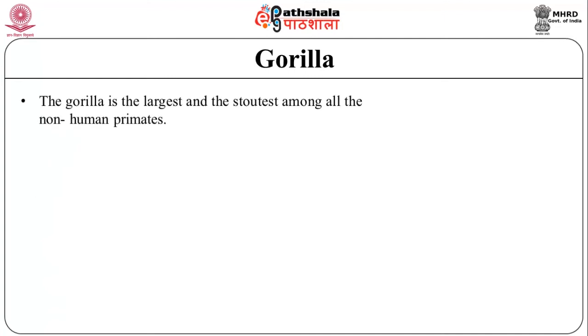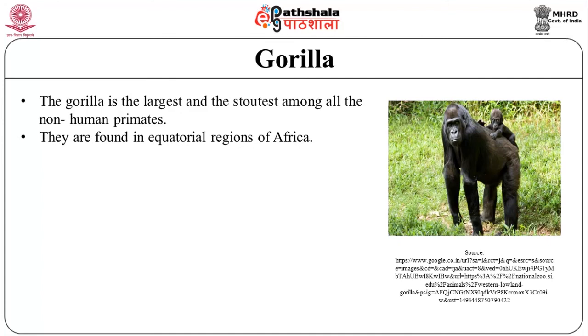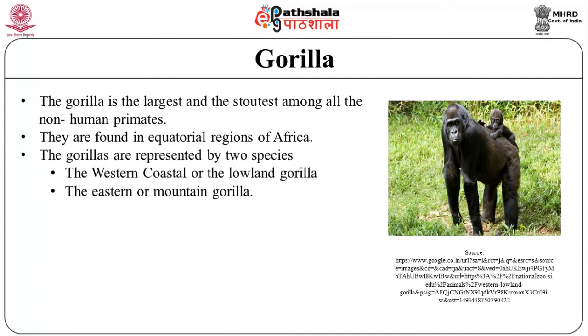Now let us have a look at the gorilla. Among all the non-human primates, the gorilla is the largest and the stoutest. They are found in equatorial regions of Africa. The gorillas are represented by 2 species, the western coastal or the lowland gorilla and the eastern or the mountain gorilla. The former inhabit mainly in the regions of Cameroon, while the latter is found in the region of the eastern Congo, west of Lake Edward and Lake Kivu.